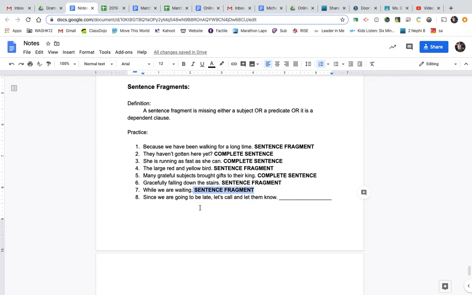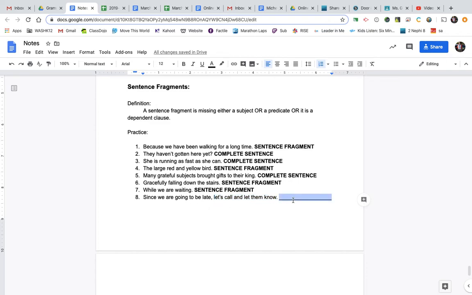Last but not least, since we are going to be late, let's call and let them know. Let's see, does it have a subject? Yes, it actually has 2, we and let's. Does it have a predicate? Yes, it actually has 2, are going to be late and let them know. This is one dependent clause and one independent clause put together, and it's done appropriately. We can see this comma here. Since, there's that subordinating conjunction, since we are going to be late, we have to set something up. That can't stand by itself, but luckily they have included what we're going to do about it. Let's call and let them know.